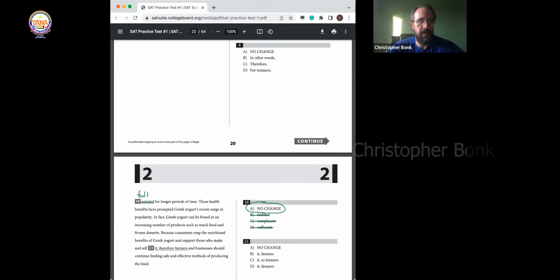Now, ultimately, what this boils down to is the types of clauses we have. The first one, because consumers reap the nutritional benefits of Greek yogurt and support those who make and sell it, that is actually going to be a dependent clause. Even though we have a subject and verb, that because is creating a link to another idea. As a result, this is dependent. Since it is dependent on the first one, we cannot go with a semicolon or a colon.